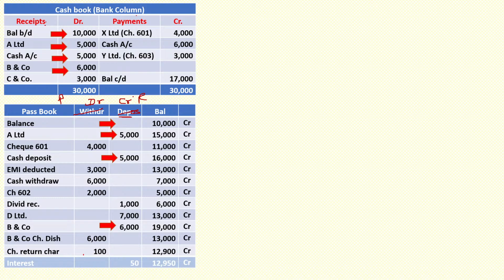In C and Co 3,000 is there, but there is no parallel 3,000 here, so skip that. Go to the payment side. X Limited, check 601, 4,000 rupees on the credit side. We have a similar one also here, so it's matching.